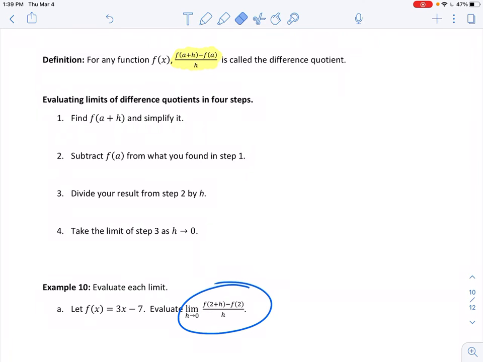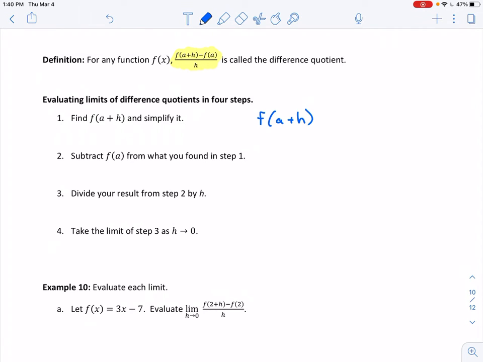So in order to simplify these, I usually recommend breaking this down into 4 smaller bite-sized pieces to make this easier to accomplish. So step 1, I'm going to find f of a plus h and simplify it as much as I can. So I'm going to look at what f of a plus h looks like and simplify it.